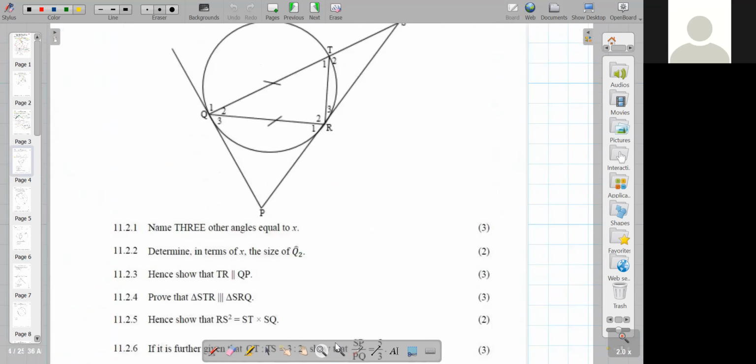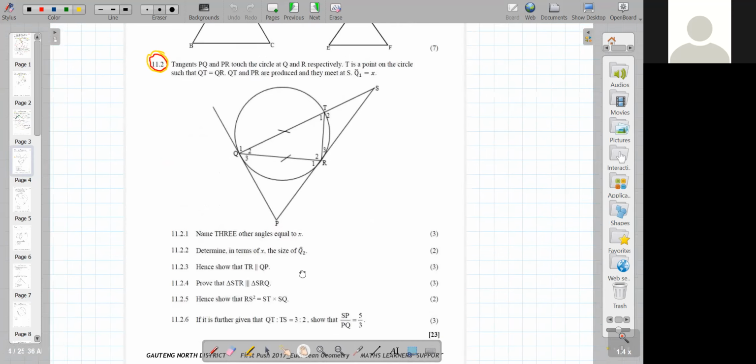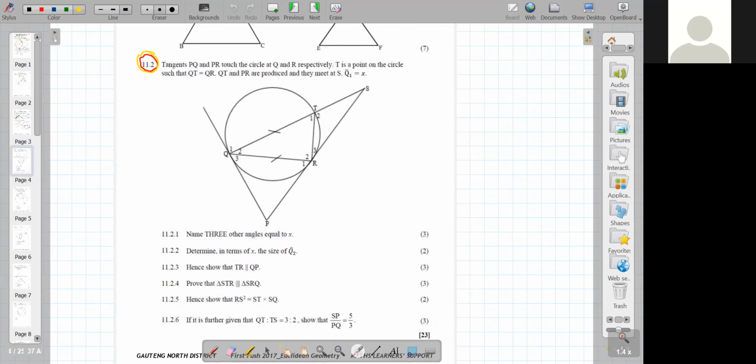Now, this question, 11.2, we have 2 tangents. It's good to know there are 2 tangents because you know there's a theorem with tangents: tangents from the same point are equal. I can just say PQ is equal to PR, because there are 2 tangents from the same point. I know the reason. I can write it if I need it. And then QT is equal to QR. It's not to scale, but they tell you they are equal. So don't take a ruler and say, oh, that looks shorter. The diagrams are not drawn to scale. You know that.